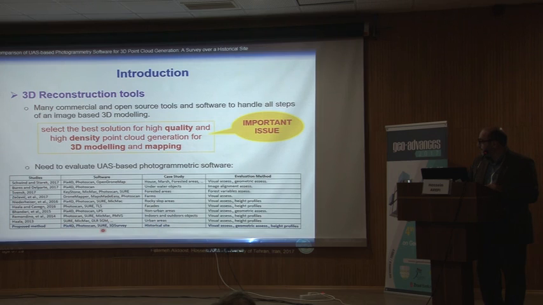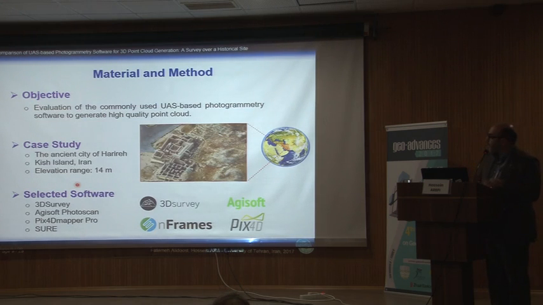The software that has been selected, they were mentioned by, I think, Mr. Pollack, but they are not free. They are some trial version, but they are mainly commercial. So we try to select those software for which we could officially obtain a license for short-term working, and then try to evaluate them. They are mainly PhotoScan, SURE, and 3D Survey. So the objective is to evaluate the commonly used UAS-based photogrammetry software in order to generate a high-quality point cloud.